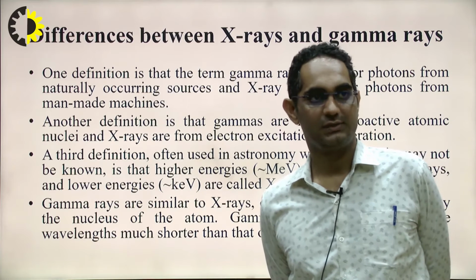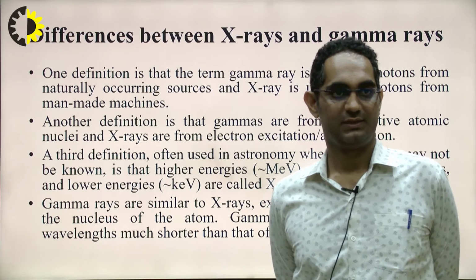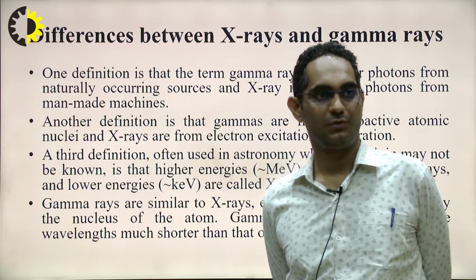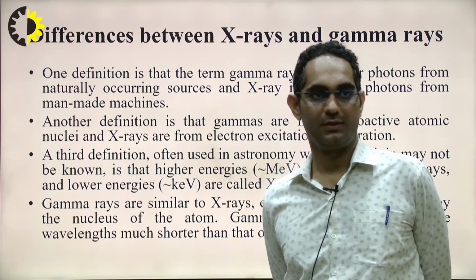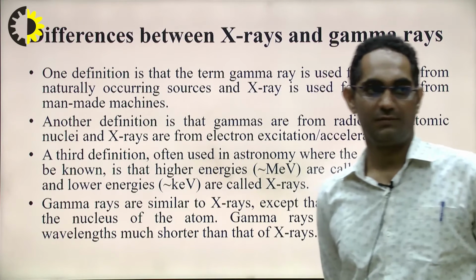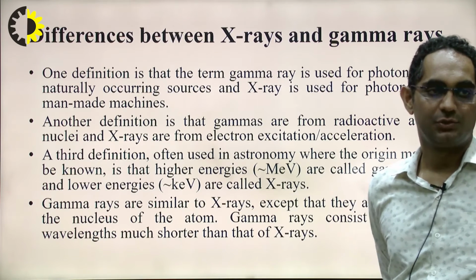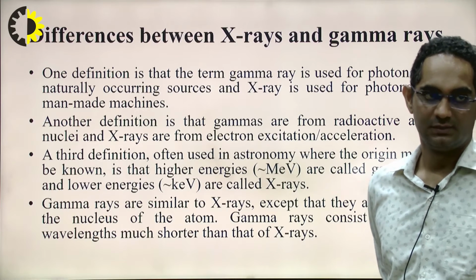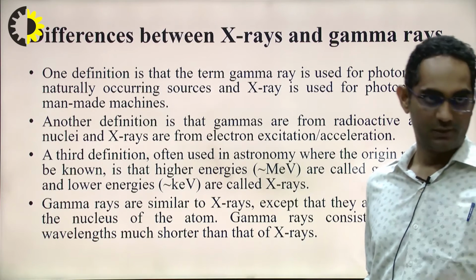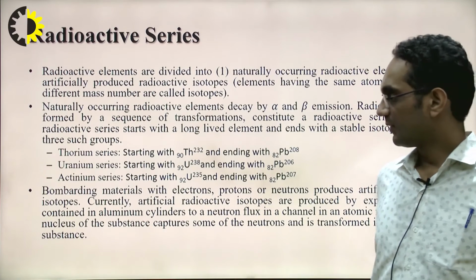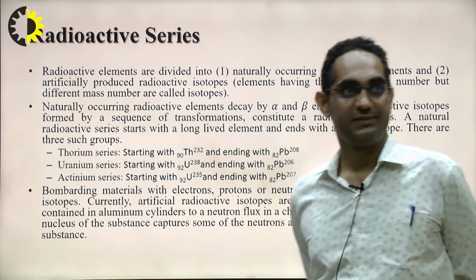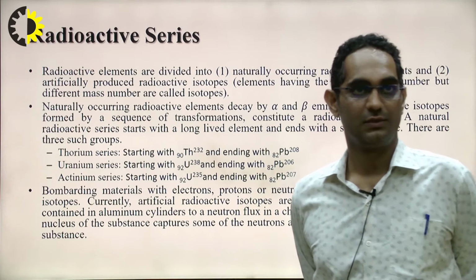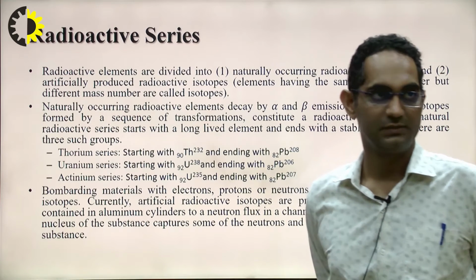Gamma rays are similar to X-rays except that they are emitted by the nucleus of the atom. Gamma rays consist of discrete wavelengths much shorter than those of X-rays. Now we will discuss the radioactive series.